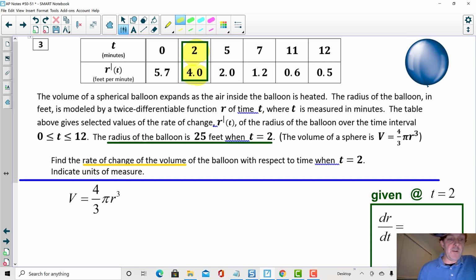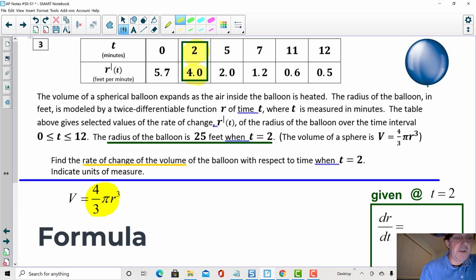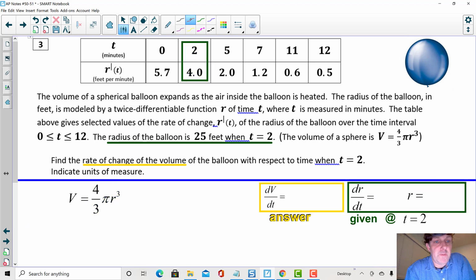We have a sphere. They give you the volume of the sphere. Okay, it says the volume of a spherical balloon expands as the air inside the balloon is heated. So we know the volume is increasing, so V prime should be positive. After reading it, we're going to see that our answer is V prime. We got to make sure that that's positive.